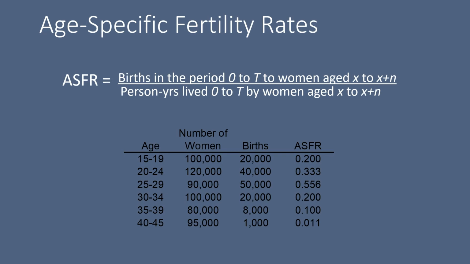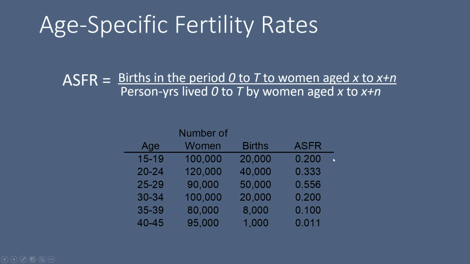But again, with different age groups, fertility rate will change, and you can measure that mathematically by using the age-specific fertility rate equation. That's the births in the period 0 to T to women ages X to X plus N, divided by person-years lived during that same period by women. So the N is just determined by the researcher. If you look at this table, in this case it's 5, and so it divides the age-specific fertility rates in these categories or cohorts.